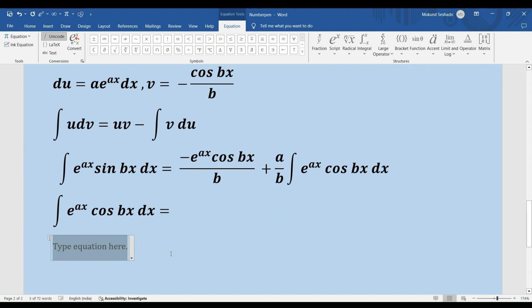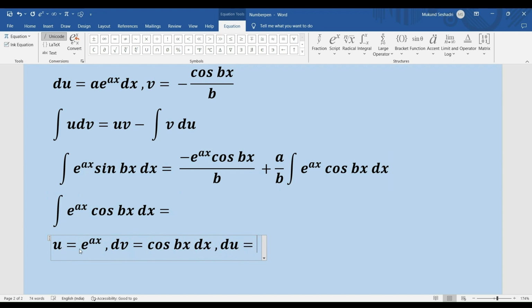So let me go to the next line and choose what my u and dv are. My u again will be e to the power ax, right? So let me write it as it is. And then my dv is now cos bx dx, right? So what do I need? I need my du, which is again a times e to the power ax dx, right? And then I need my v, which is nothing but a sine bx by b.